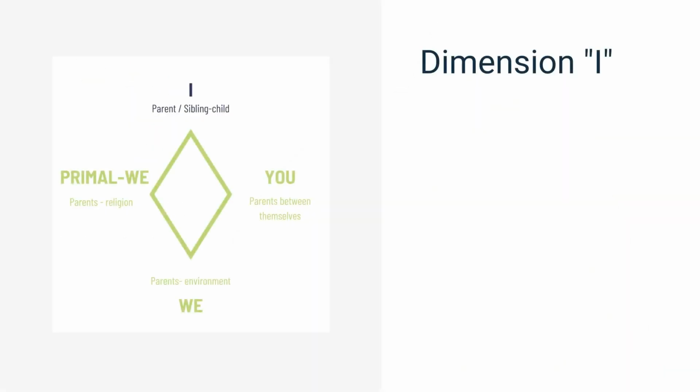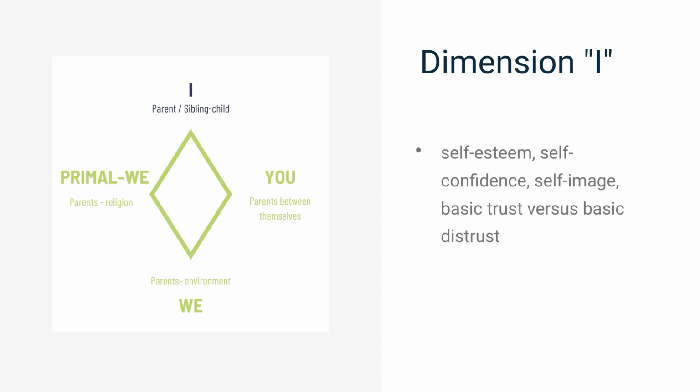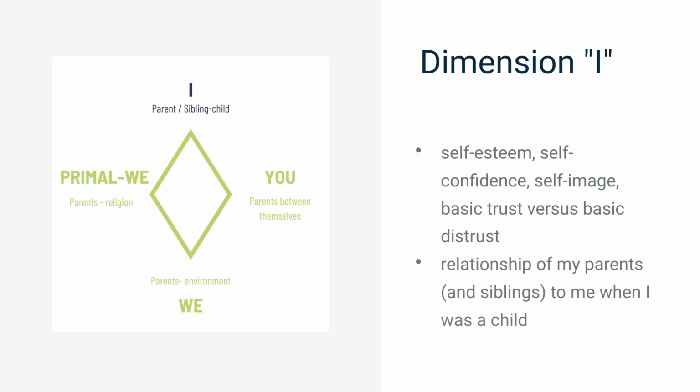Dimension I. The model dimension for the relationship to myself and lifelong issues such as self-esteem, self-confidence, self-image, basic trust versus basic distrust, depend to a great extent on the relationship of my parents and siblings to me when I was a child. Here the child learns to assume a relationship to himself, which especially depends on how his wants and needs are satisfied.